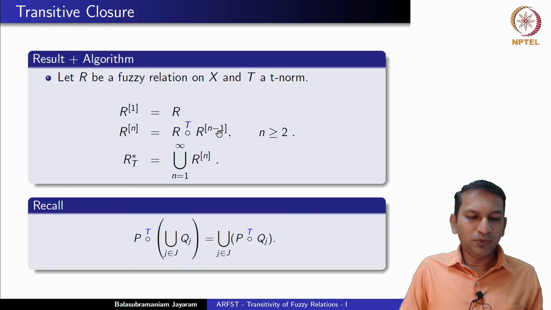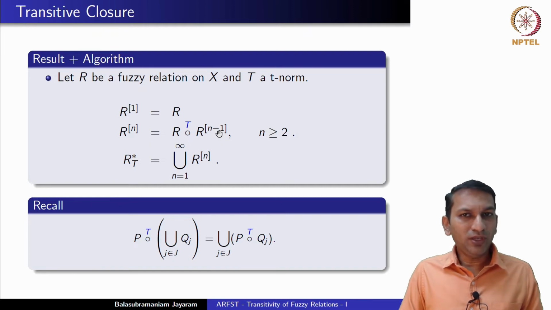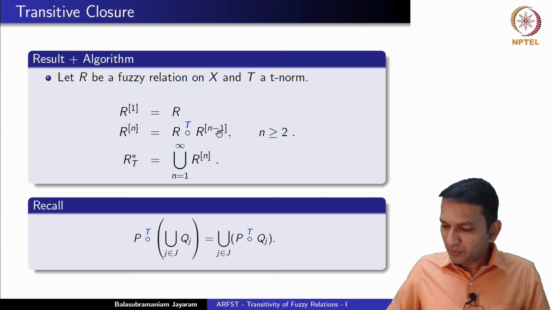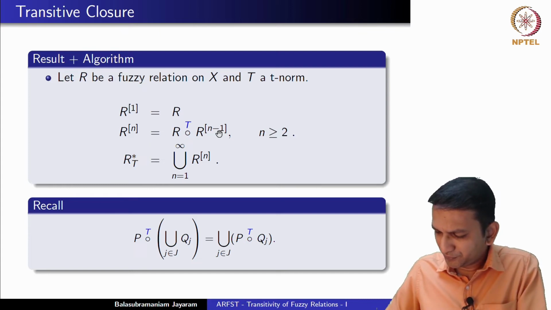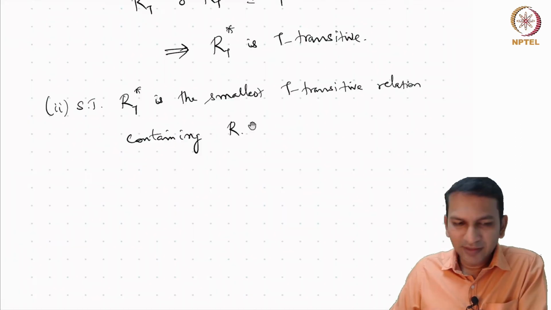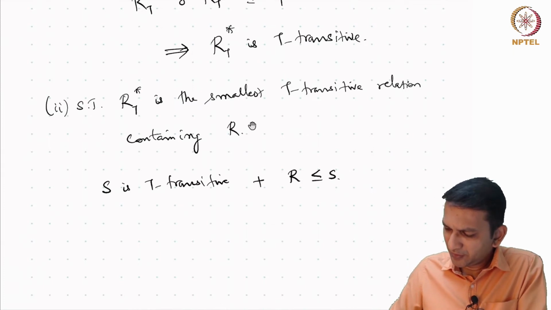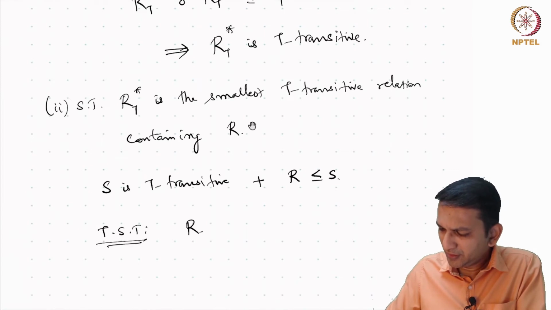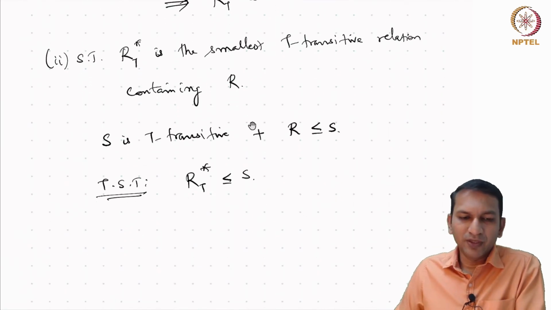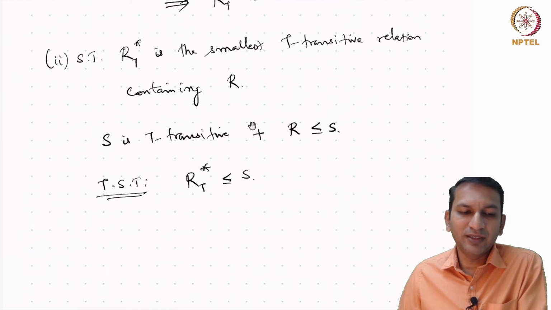Now this is the first part. We need to prove also that it is the smallest such transitive relation containing R. So to this end, let us consider an S which is T-transitive plus R is less than or equal to S. We need to show that RT star in fact is smaller than S. This is what we need to show. So that means it is smaller than any other T-transitive relation containing R.